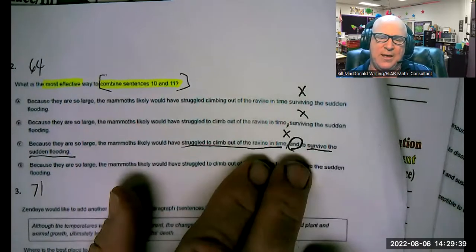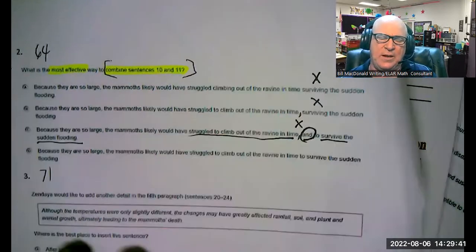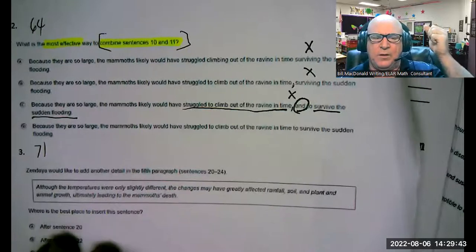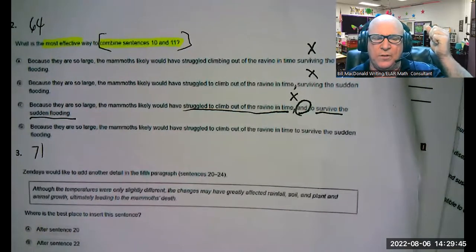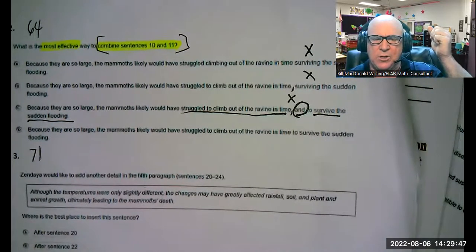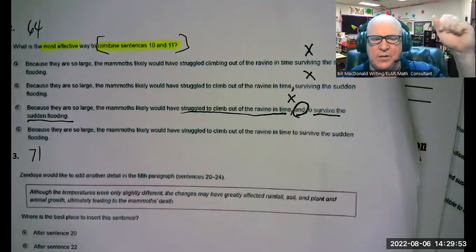So the only one that's left is going to have to be D, capital, because they are so large, introductory phrase slash dependent clause. Whole thing is called the complex sentence, comma.